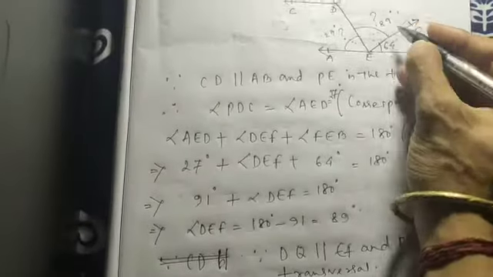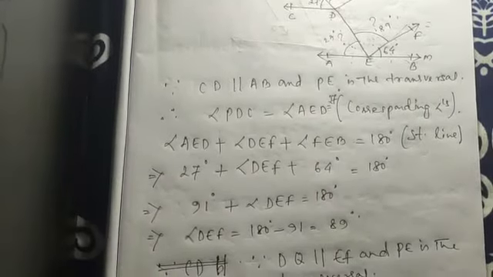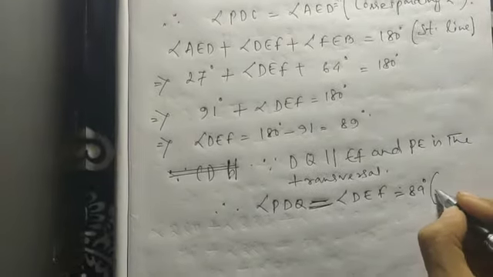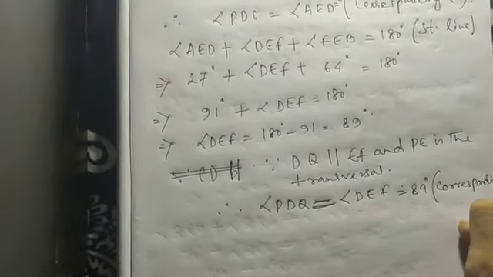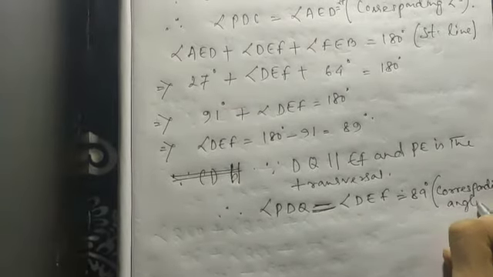Equal to how much? 89 degrees. Why? Because of corresponding angles. They are corresponding angles. You have to write down these conditions, the reason why, in the bracket.